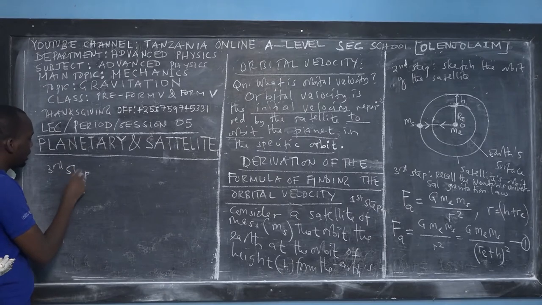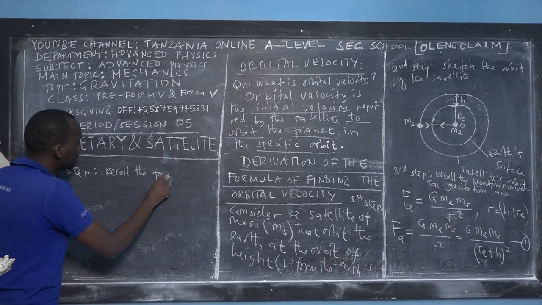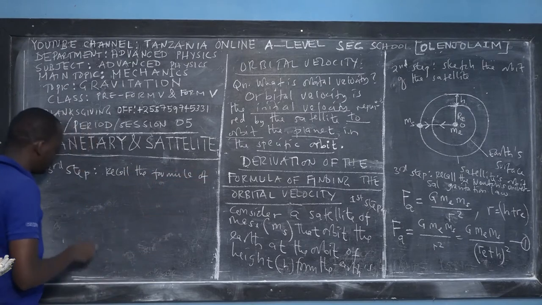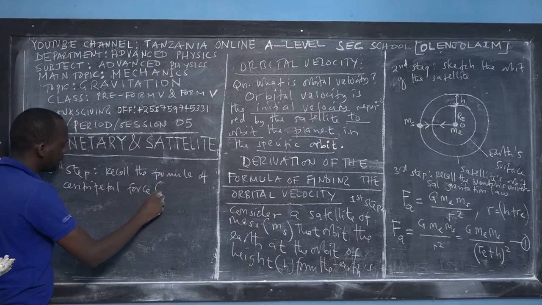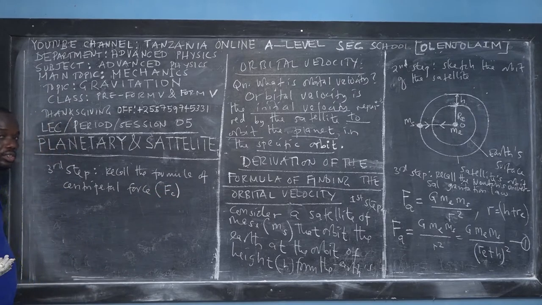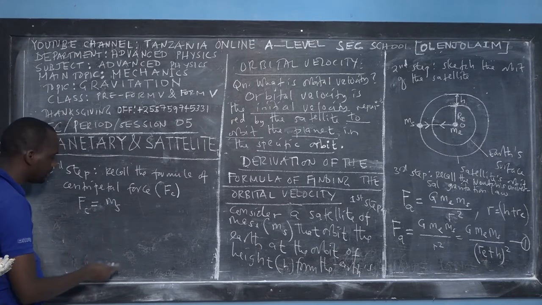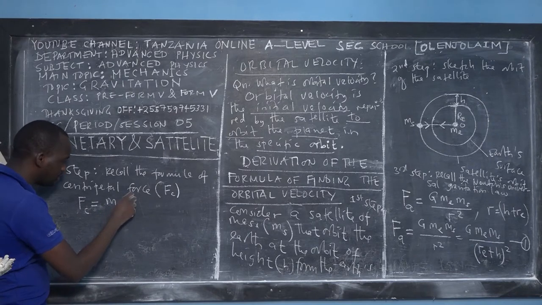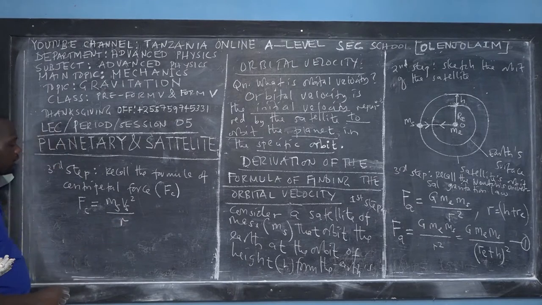So the steady state, we say that, recall the formula of centripetal force. And this we call F_c, centripetal force. So from the previous lecture, we say that centripetal force is the mass of the body, for example the mass of the satellite, multiplied by the velocity of the satellite squared, which is Vs, over the radius, the radius of the orbit, the radius of the satellite, right?